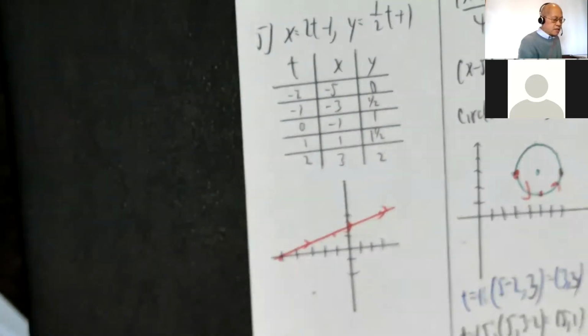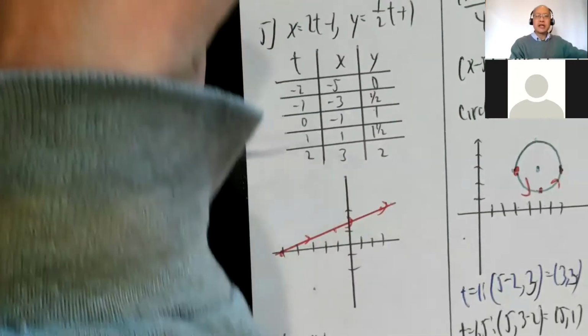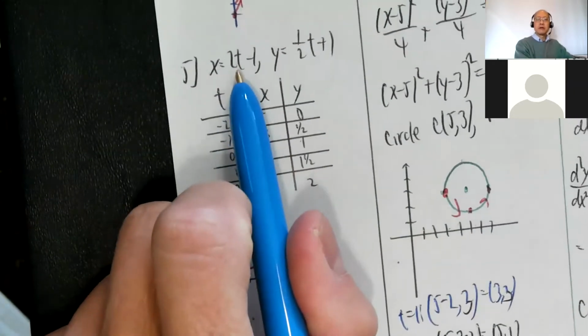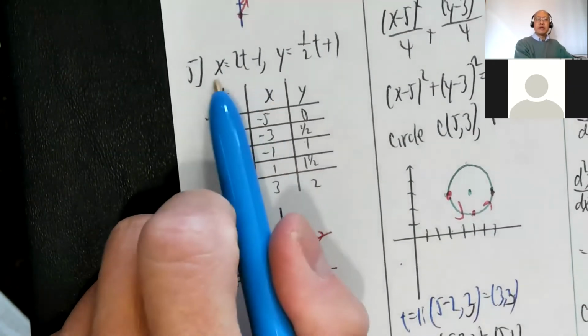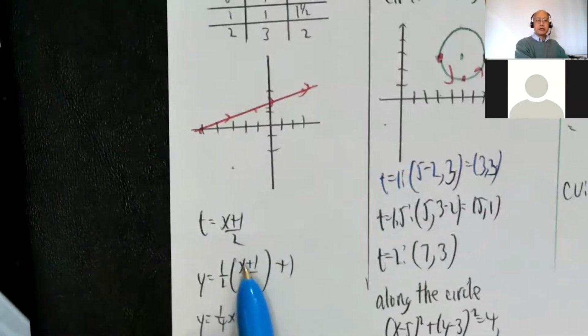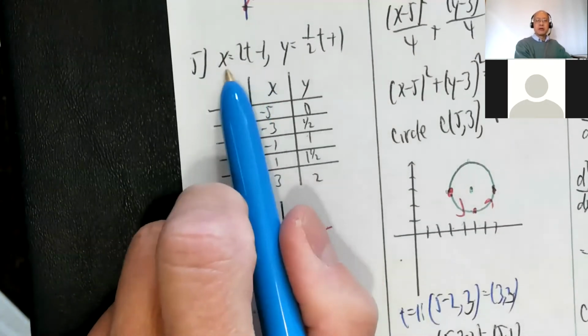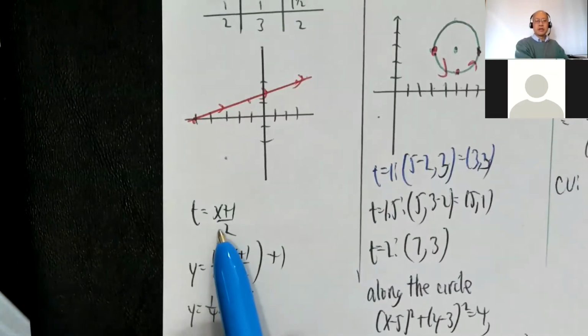So how do I get rid of the t stuff? Well, normally you try to isolate t. So a little bit of algebra here. If I add 1 and divide by 2, it looks like that, right? Add 1, divide by 2. That's t.